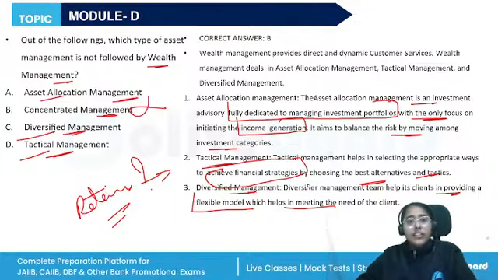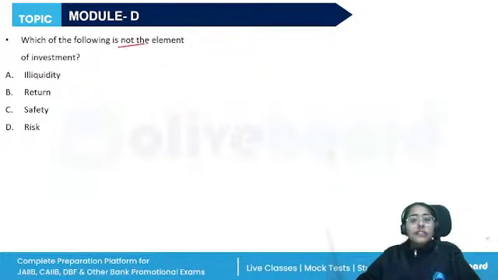Okay. Next question. Which of the following is not the element of investment? Now we move on to investment management. Investment refers to the savings that we invest. So saving is equal to income minus expenditure. And if we invest that savings, we can generate surplus money on it, right? So investment can be made in securities, preference shares, debentures, bonds, physical assets like gold, silver, or real estate as well. So what are the elements of investment, or which of the following is not one?